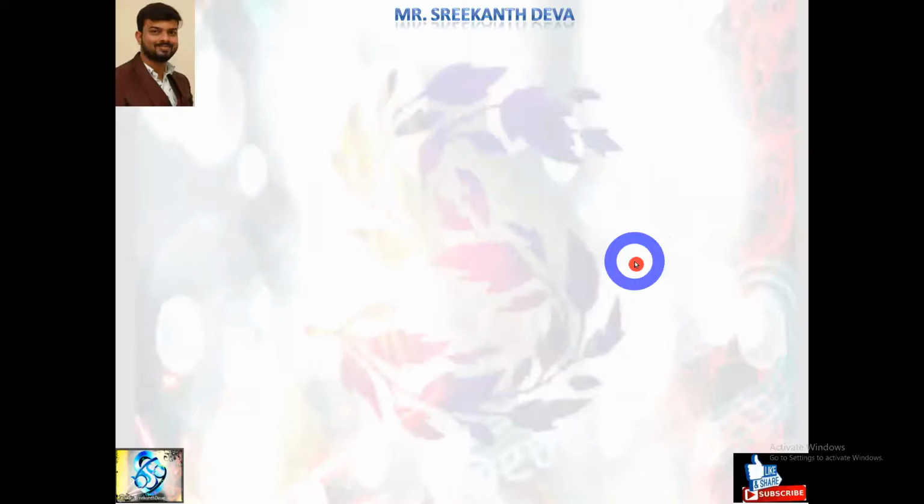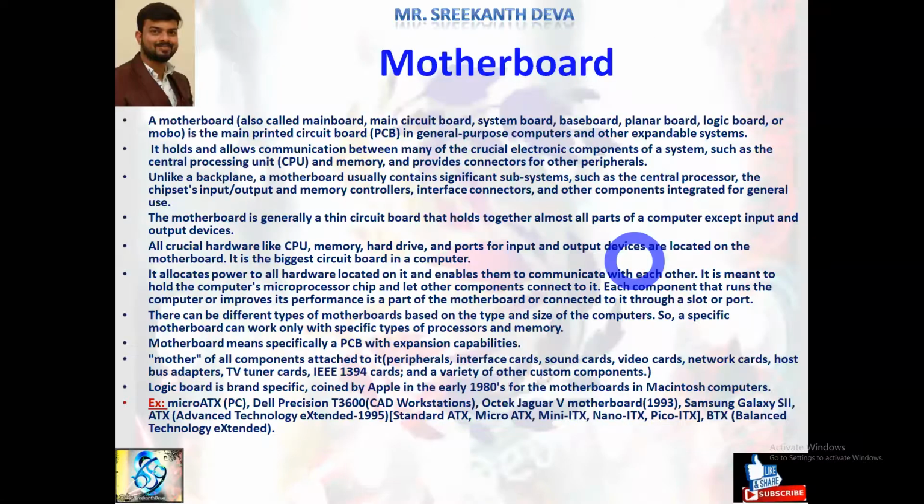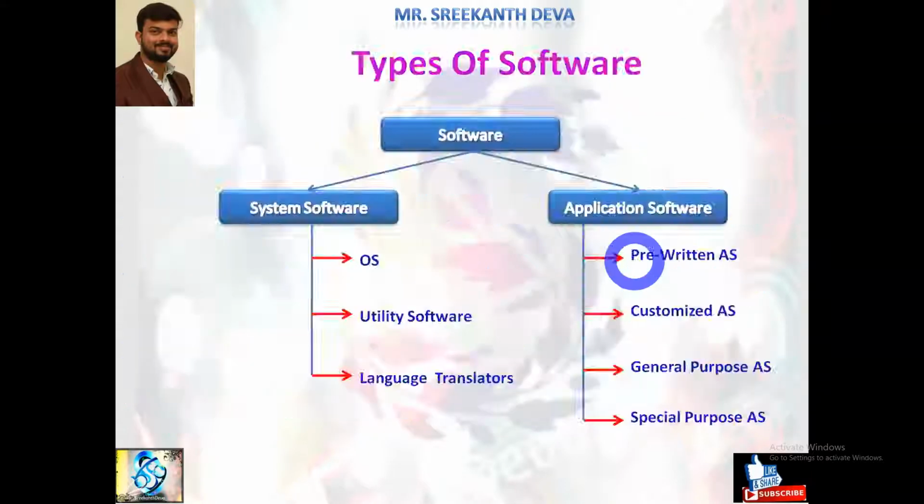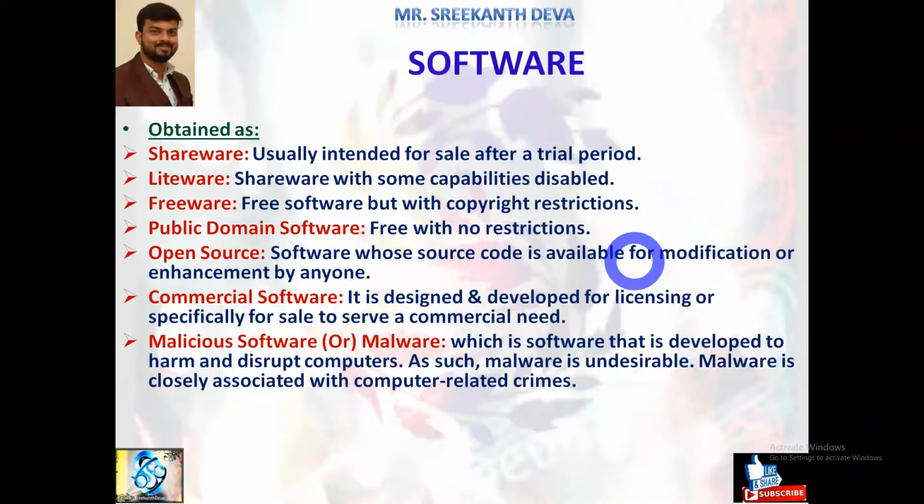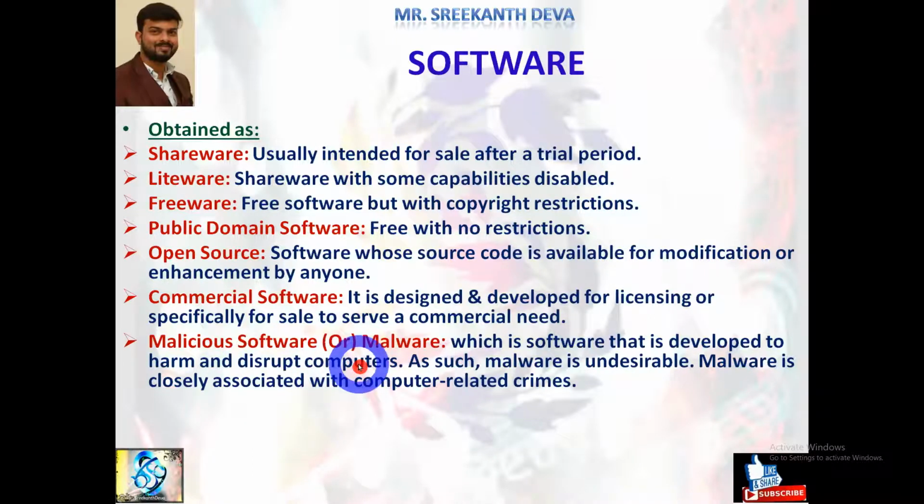Okay, and we discussed in detail in this session what is software, what are the different types of software, and software obtained under different terminologies in the market, like shareware, liteware, freeware, public domain software, open source, commercial software, and malicious software or malware. Here you need to remember one more point, simply virus. Okay, see, what is the abbreviation of virus? Vital Information Resource Under Siege.